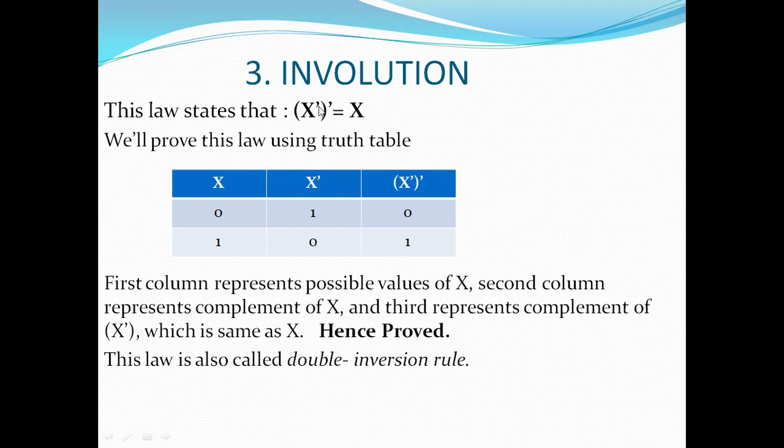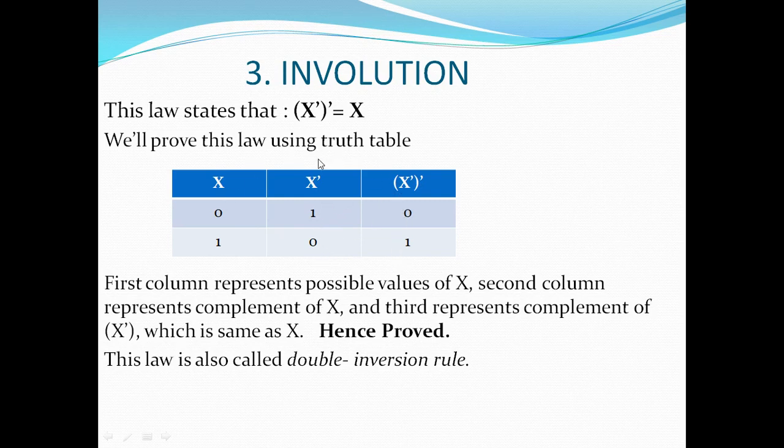Now next is the involution law. This law states that the complement of any input, when complemented again, gives the same input. So we'll prove this using a truth table. We have taken any input x, two possible values are there, 0 and 1. First we'll find out the complement, or NOT, of this x. So 0 will be complemented as 1 and 1 is complemented as 0. Now again complement this column, x complement's complement. So 1 will again turn to 0 and 0 will again turn to 1.